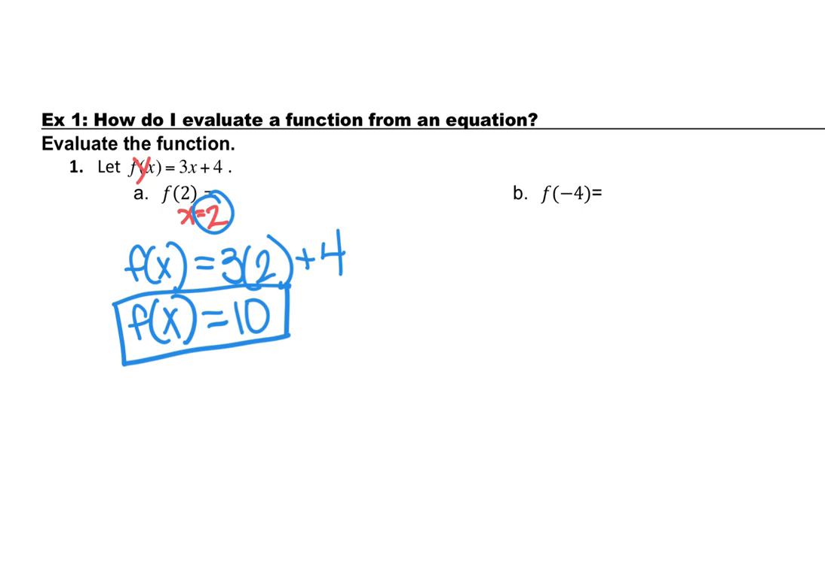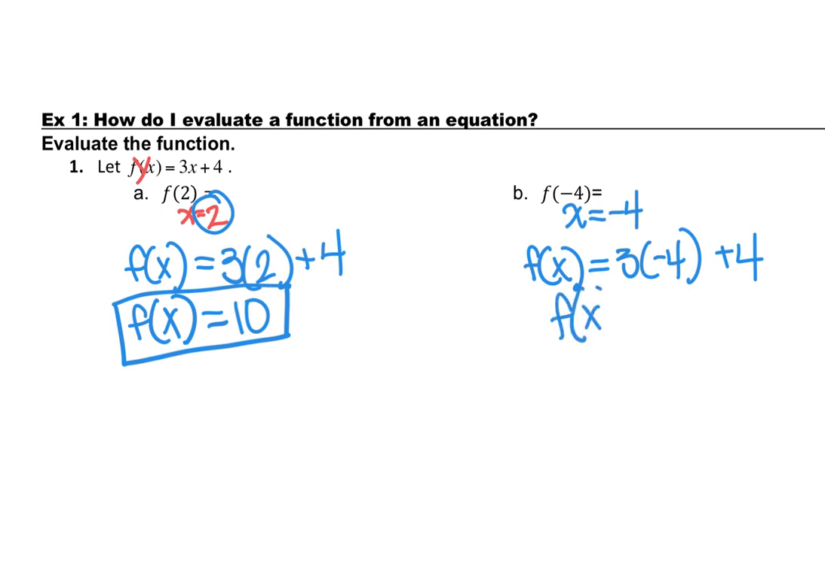So when we've got the f of negative 4, it's like saying that x is equal to negative 4. And then we would plug it in. So we've got the f of x is equal to 3 times negative 4 plus 4. So 3 times negative 4 is negative 12, and negative 12 plus 4 is negative 8. So the f of x is equal to negative 8.